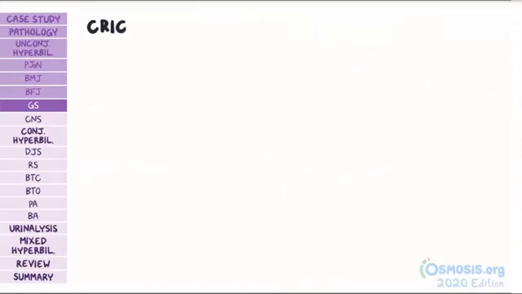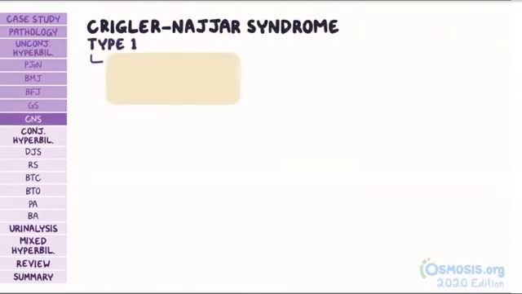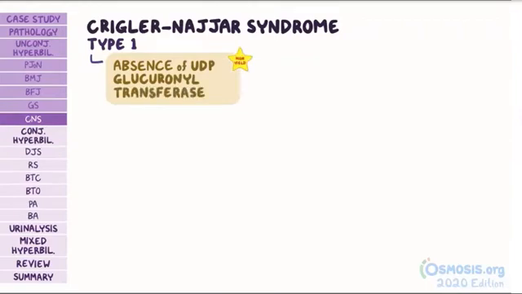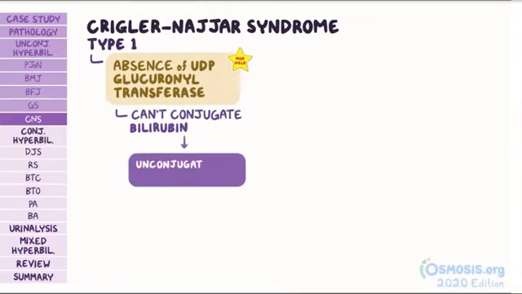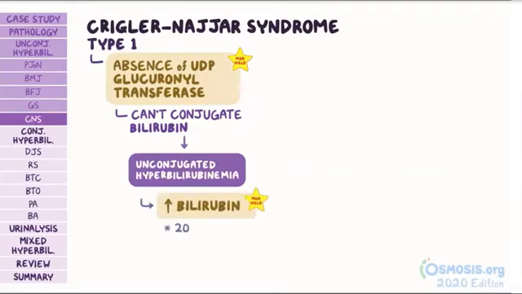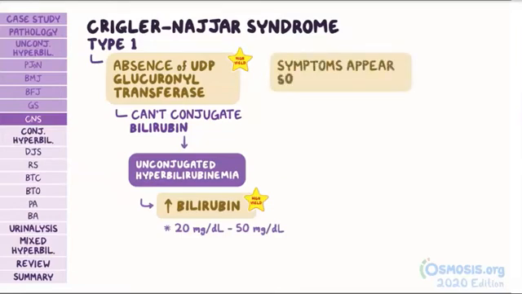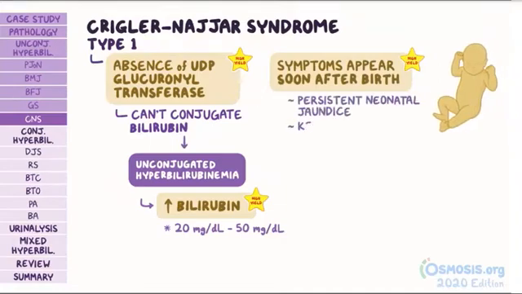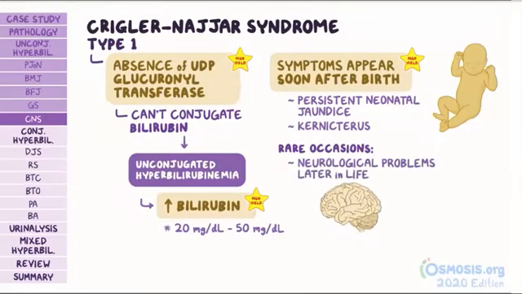On the other hand, Crigler-Najjar syndrome type 1 is characterized by the absence of UDP glucuronosyltransferase. Therefore, individuals with this syndrome can't conjugate bilirubin at all. Ultimately, this leads to unconjugated hyperbilirubinemia with a very high total bilirubin that can range from 20 milligrams per deciliter up to 50 milligrams per deciliter. For your exam, you have to know that symptoms typically occur soon after birth, and these infants present with persistent neonatal jaundice and even kernicterus. On rare occasions, they can even develop neurological problems later in life.